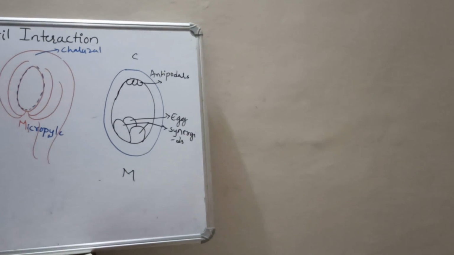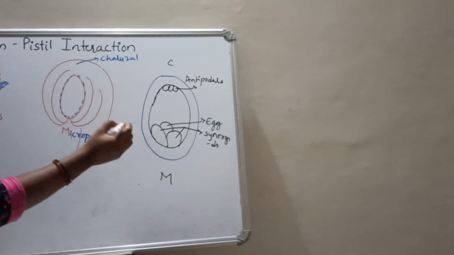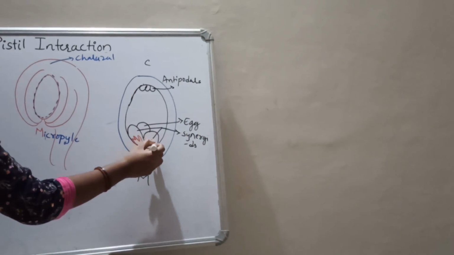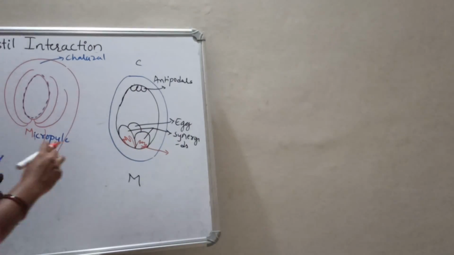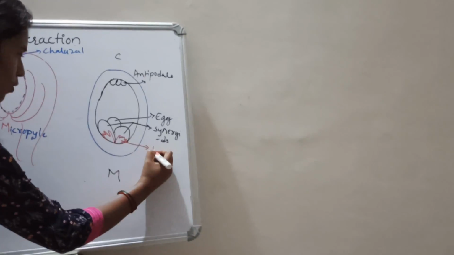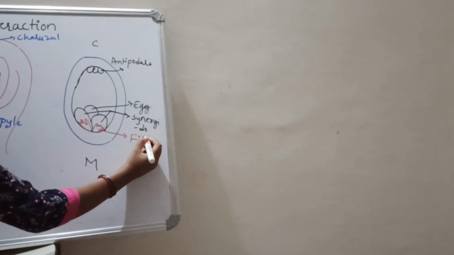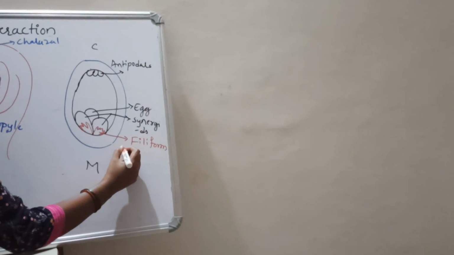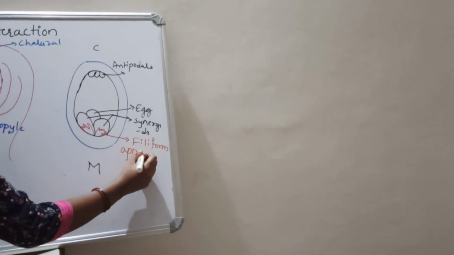The synergid cell has a finger-like projection, or finger-like tissue, and that finger-like tissue is called the filiform apparatus.